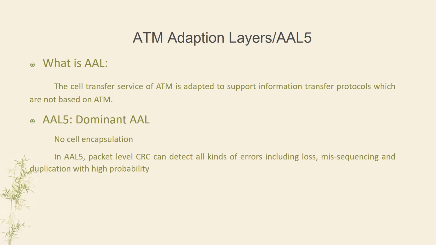So ATM has several adaptations. These adaptations can support information transfer protocols which are not based on ATM, and AAL5 is the dominant one. It has no cell encapsulation, and in AAL5, packet-level CRC can detect all kinds of errors, including noise, missequencing, and duplication with high probability.